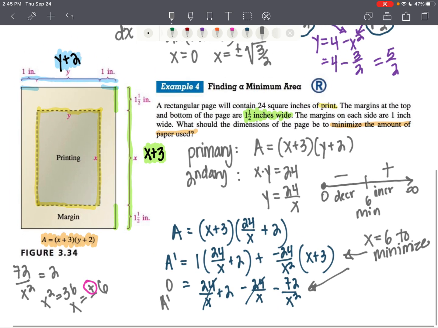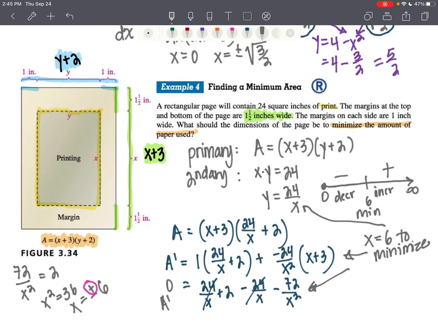And if x equals 6, y equals 4. So our dimensions are 6 inches by 4 inches. I truly hope that you truly enjoyed this video because I truly enjoyed making it.